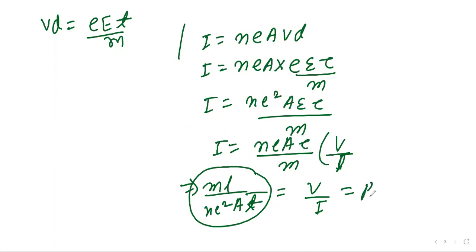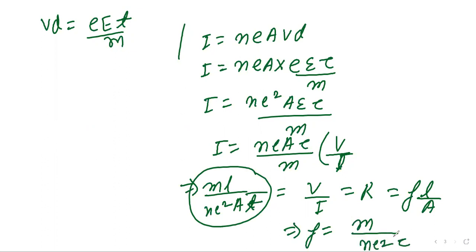So this is your R. So R is nothing but rho L upon A, right? So cancel all those quantities. Then you will get rho is equal to M upon N E square tau. So this is the rho value we are getting, right?